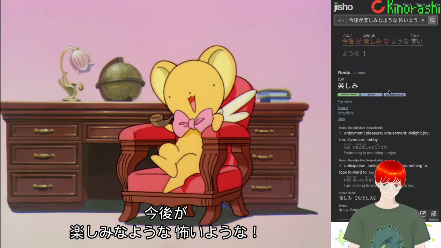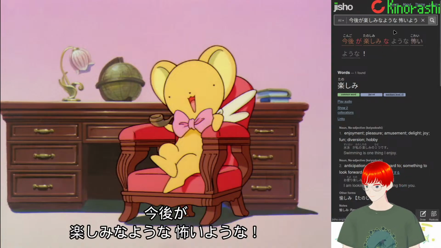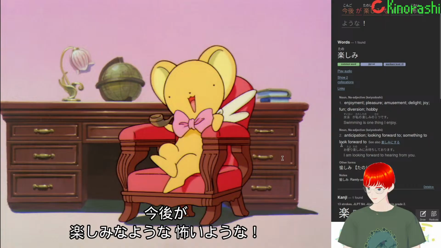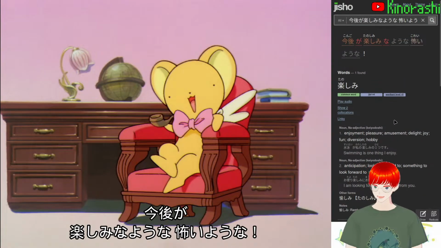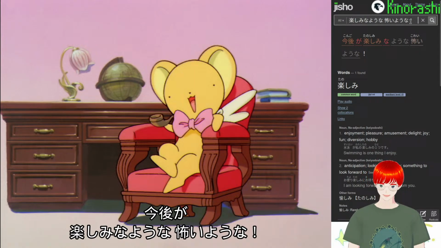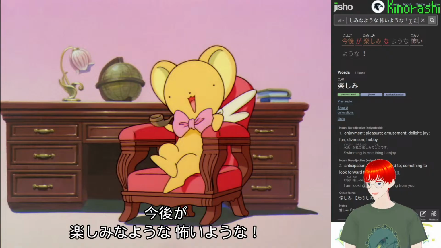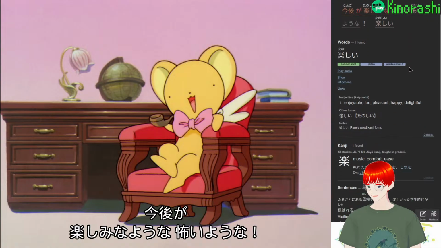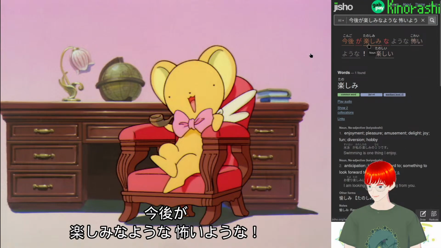So, kongo ga... Tanoshimi, enjoyment, pleasure, looking forward to, anticipation. That's right, tanoshi would be the i-adjective of just enjoyment, basically, with tanoshimi being its noun form. Tanoshi: enjoyable, fun, pleasant, delightful, versus the noun form: enjoyment, pleasure, amusement, delight.